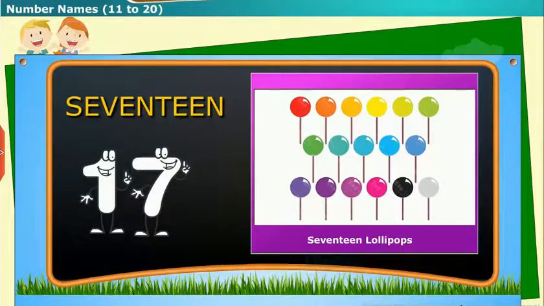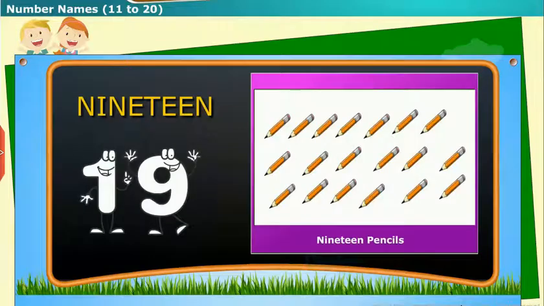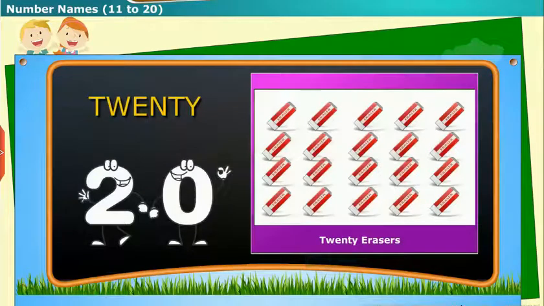SEVENTEEN, 17. 17 lollipops. EIGHTEEN, 18. 18 apples. NINETEEN, 19. 19 pencils. TWENTY, 20. 20 erasers.